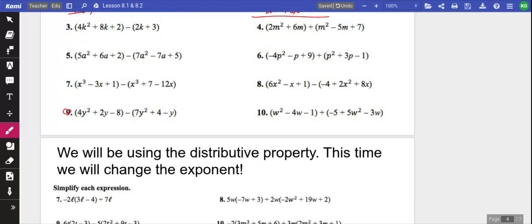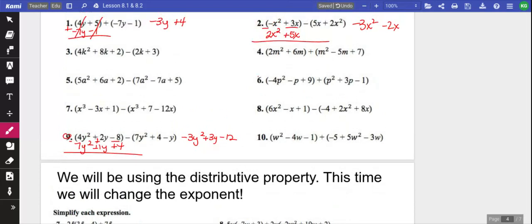Going down to this one, we have 7y squared, negative 1y, and a positive 4, all being subtracted. So that would give me negative 3y squared plus 3y minus 12. On this one down here in number 6, I'm going to put my 1p squared underneath my 4p squared, my 3p here, and my 1 there, and these are being added. So when I add them, I'd get negative 3p squared plus 2p plus 8.